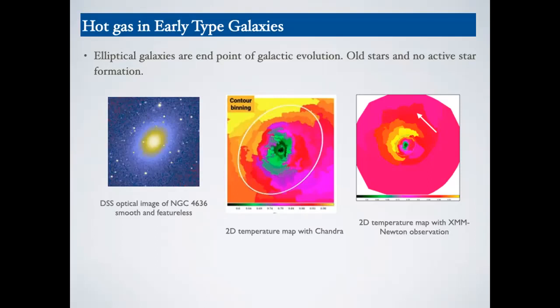Nazma, you said green is 0.6 keV. So the green is cooler. Yes, green is cooler. The center is cooler. Yes. And you also see a directionality to the hot gas temperature.